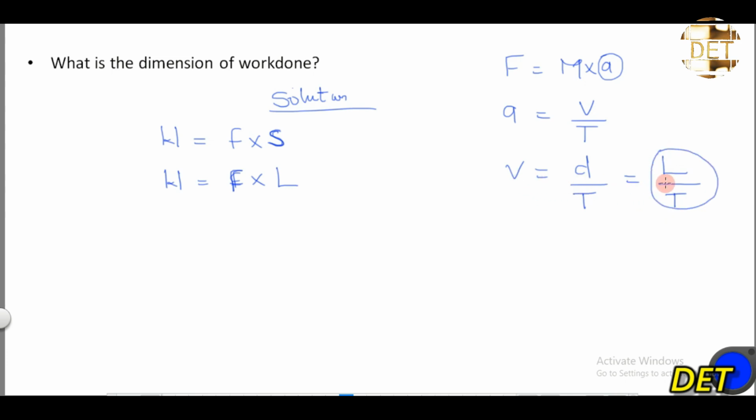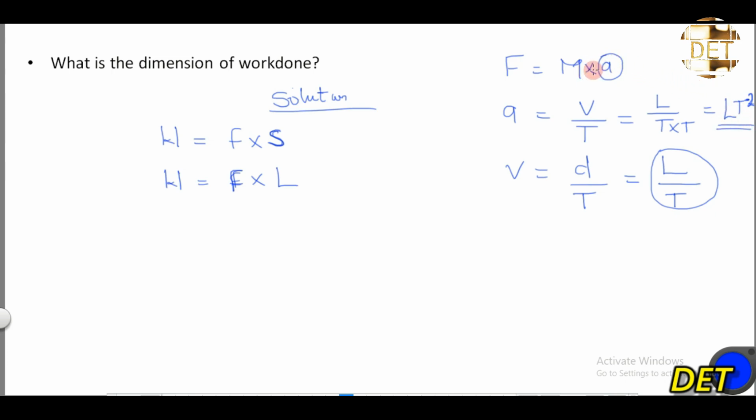So this is my dimension for velocity. If this is my dimension for velocity, I can put it into acceleration. Acceleration is velocity all over time, right? So instead of writing velocity here, I will write the dimension of velocity, which is L over T, times the T that I have there before. That will give me my acceleration, right? So acceleration is equal to L T raised to the power of what? Minus 2.